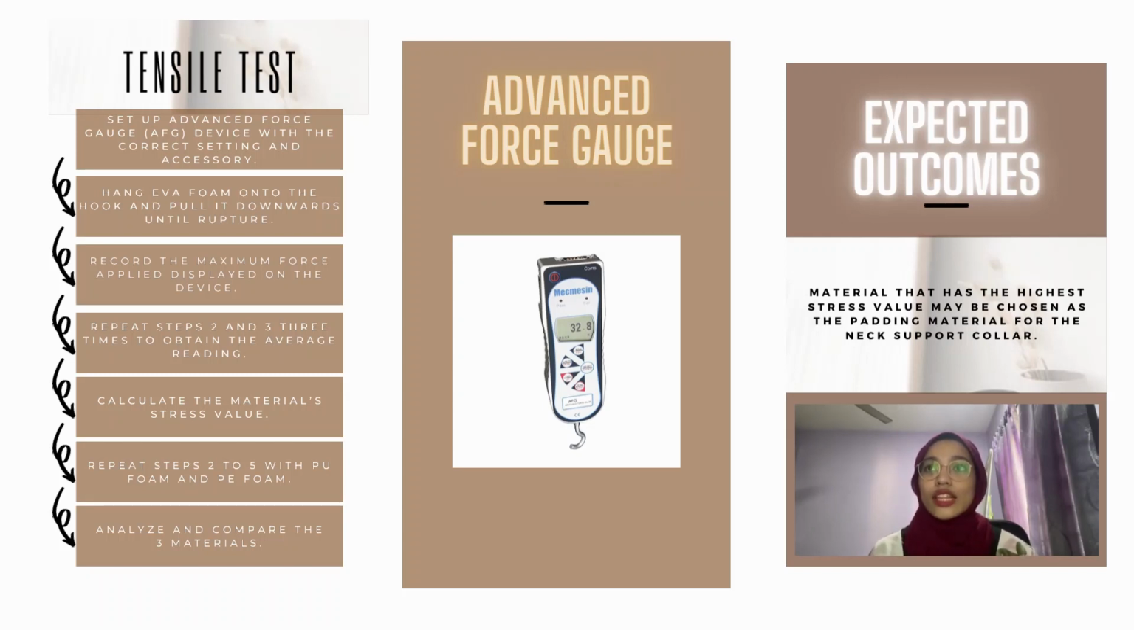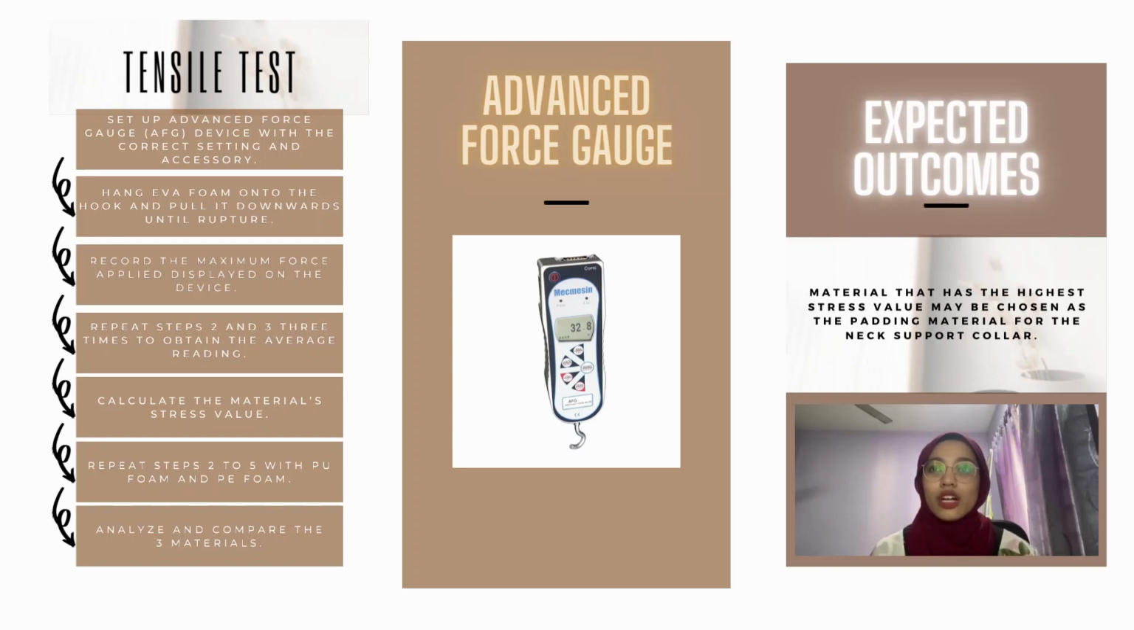First, we need to set up the AFG device with the correct setting and accessory. What I mean by accessory here is, as you can see on the screen, the hook-like structure attached to the bottom of the AFG device. Then we will hang the EVA foam onto the hook and pull it downwards manually until it ruptures. Then we will record the maximum force displayed on the device, and we will repeat step 2 and step 3 times to obtain the average force reading.